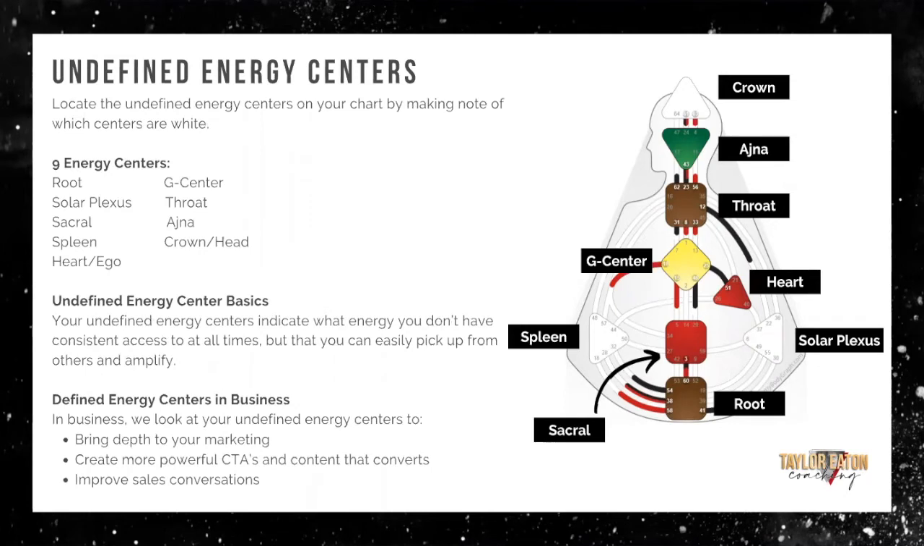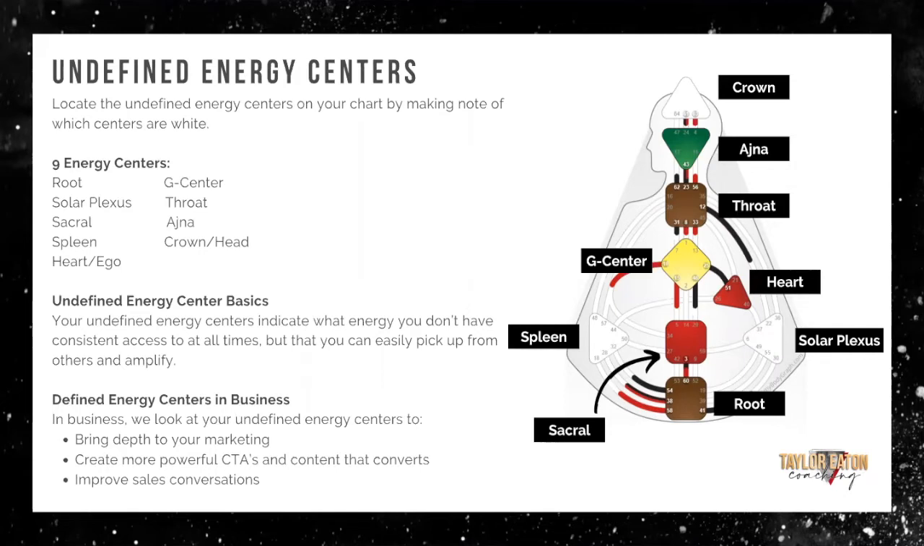And now on the flip side, we have the undefined energy centers. In order to locate the undefined energy centers on your chart, you want to make note of which centers are white. So the centers that are not colored in, the white centers, are your undefined energy centers. So this example chart, again, they have an undefined crown, an undefined spleen, and an undefined solar plexus.